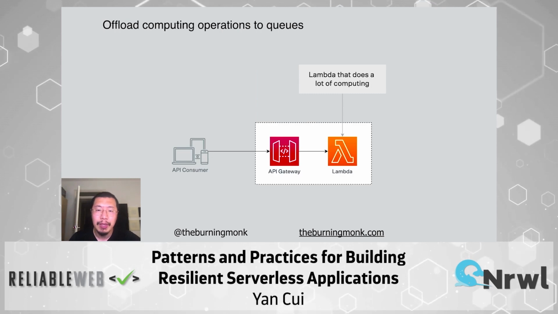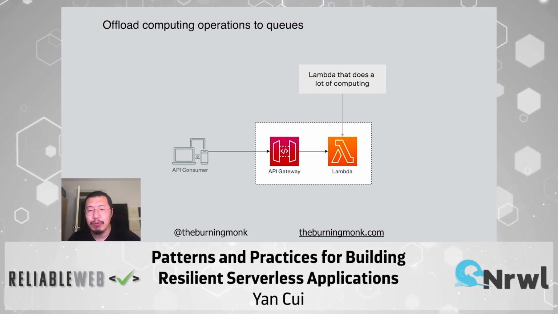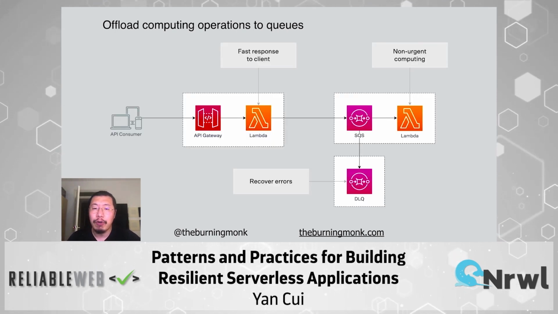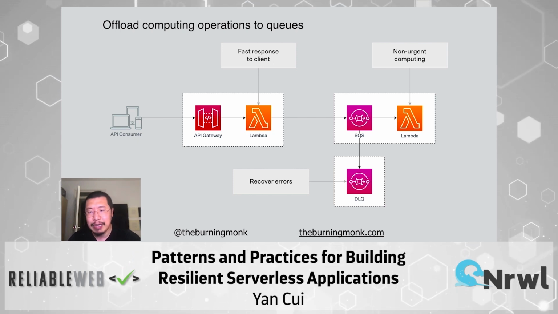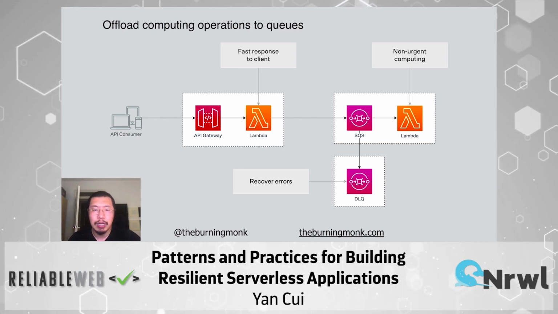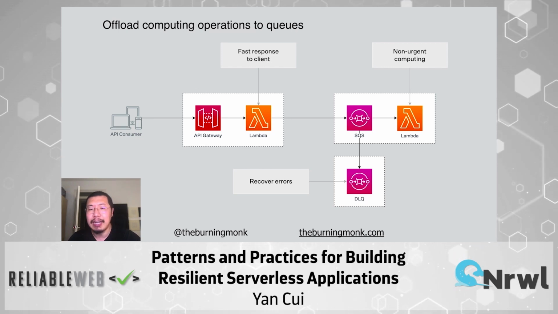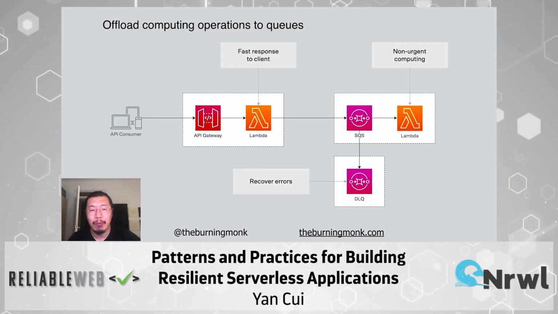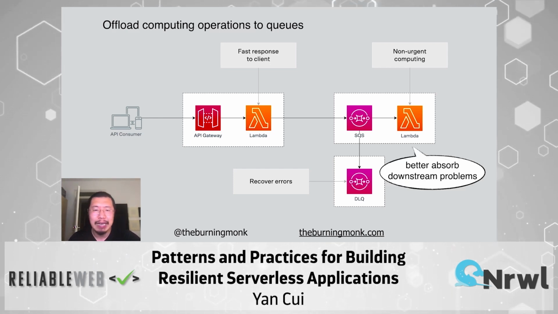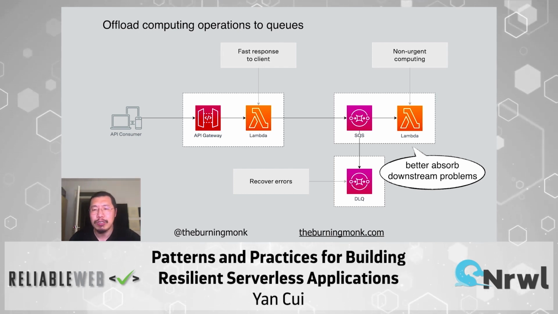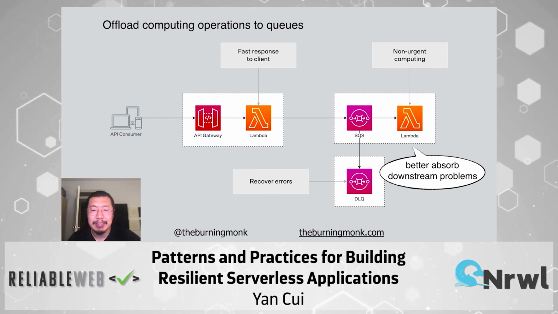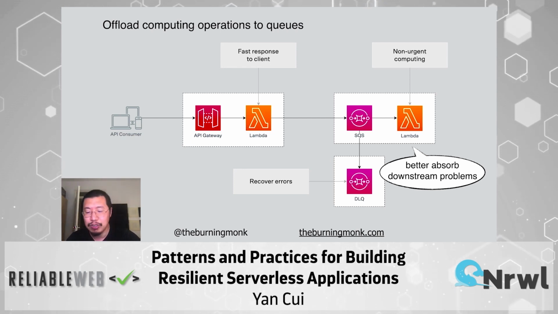A very common pattern for making your APIs more resilient, at least in cases where we need to do CPU intensive work, is to offload the task to a queue first so that the API function can respond to the caller quickly. And then we can do those long-running CPU intensive tasks in another Lambda function where we don't have to worry about API Gateway's 29-second timeout. So this allows us to better absorb any sort of downstream problems. For example, if we need to call some third-party API, and if that API's latency goes up, we don't run the risk of getting timed out by API Gateway after 29 seconds.